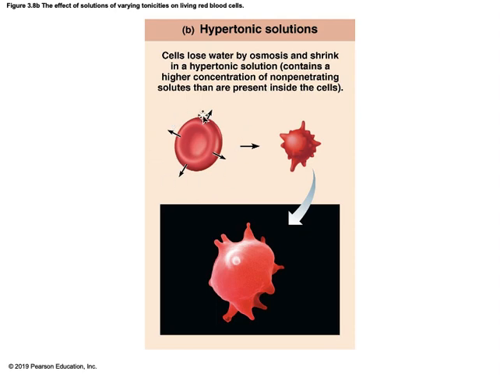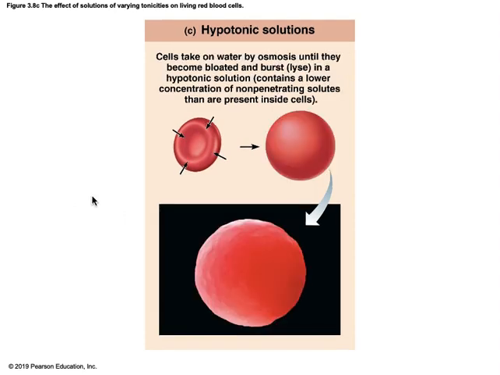So if you have lots of salts outside of the cell, the net result is that water will leave the cell and pass into the area where there are more salts. And as a result, the cell will actually start to shrink and collapse in on itself. The opposite will happen if your cells are in a hypotonic solution.